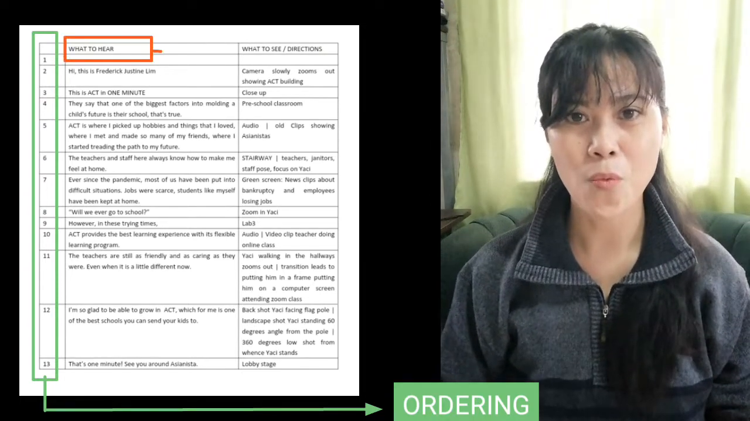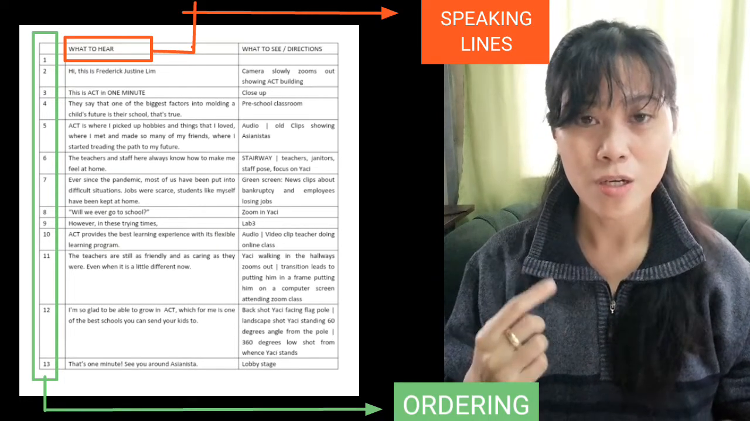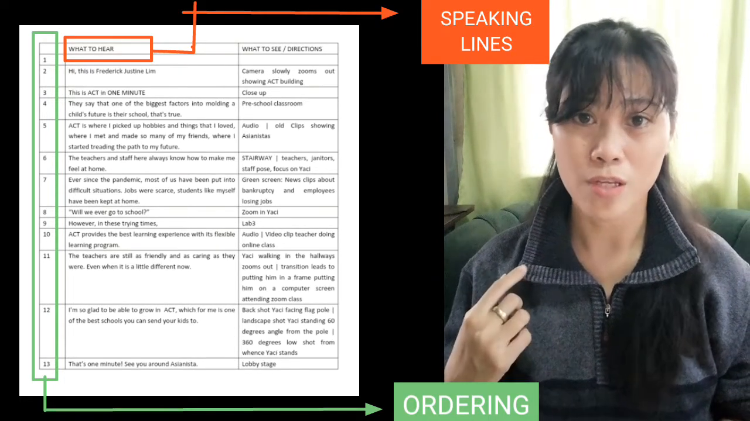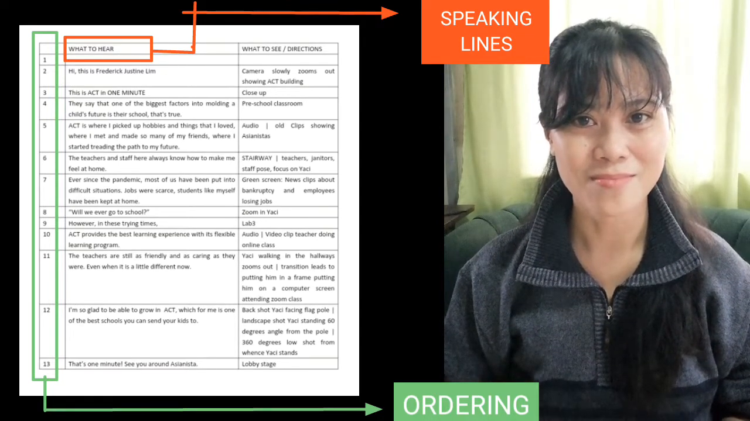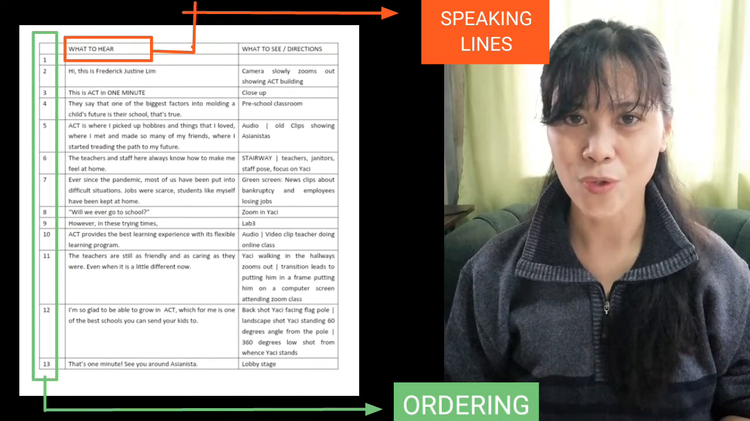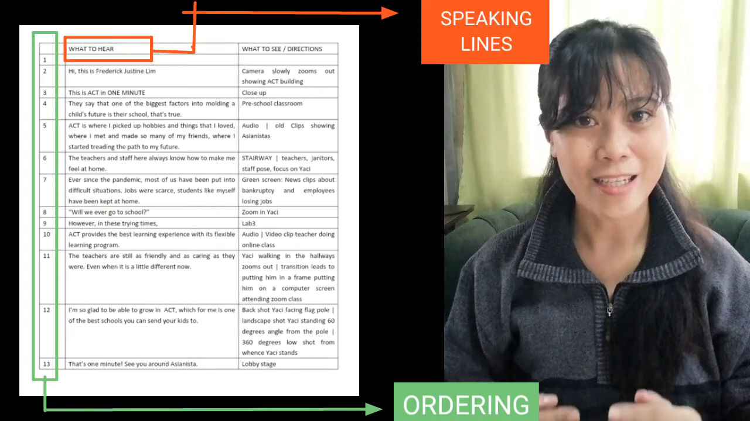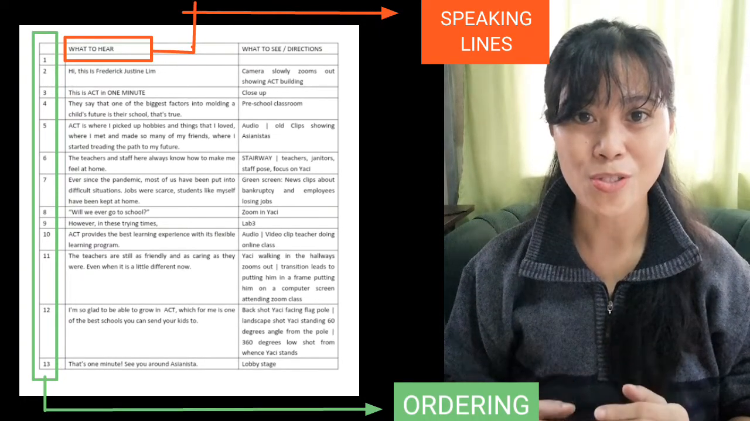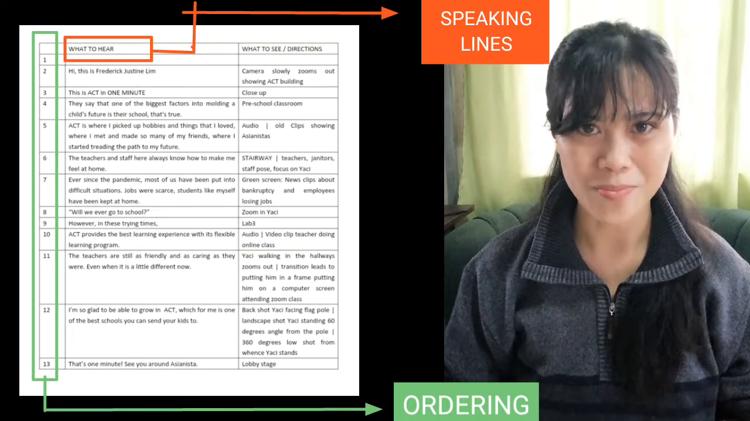Next, you have what is heard. So everything that the audience is going to hear is placed in this column. This is where you're going to transfer the paragraph or the essay that they wrote. You're going to break them into parcels. You break them into components that would make up the script.